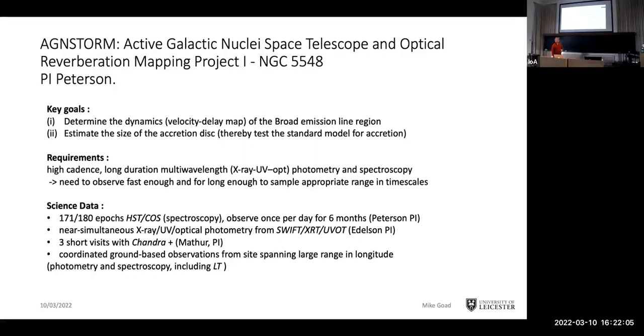So 5548 was the same target as the IoE target. So we knew it was highly variable. So it seemed to be a good target to choose. The key goal was indeed to determine the 2D response function.